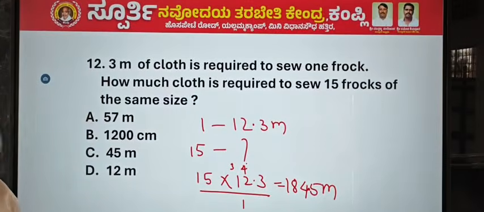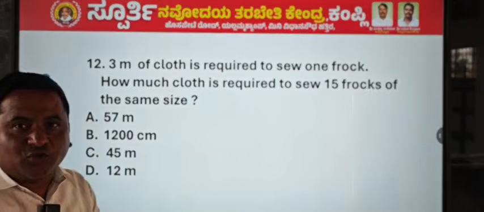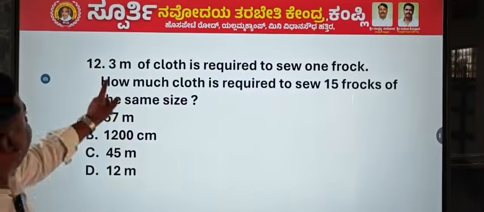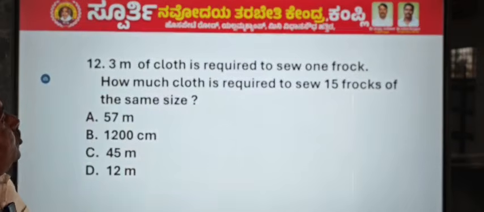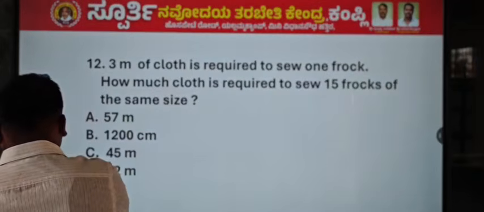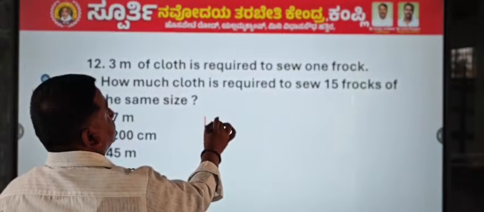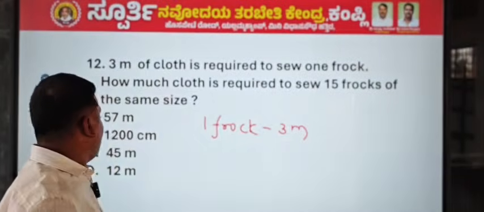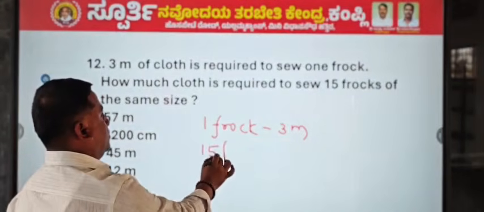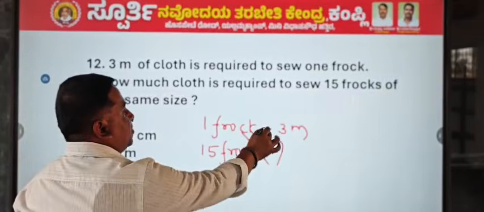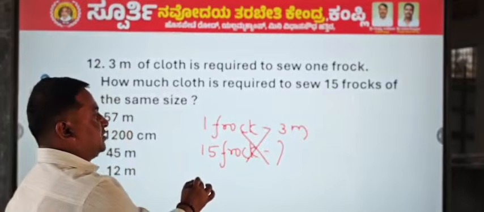Question number 12. Okay, again you have to solve this question. Sorry, question number 12 is there. 3 meter of cloth is required to sew one frock. For one frock, 3 meter. For 15 frocks, how much? It is the unitary method by cross multiplication. You have to solve it by cross multiplication also.